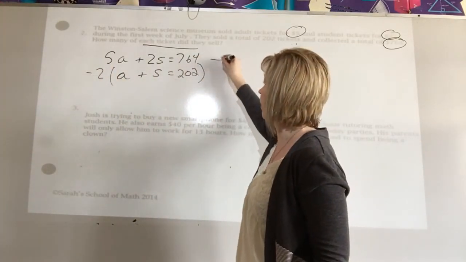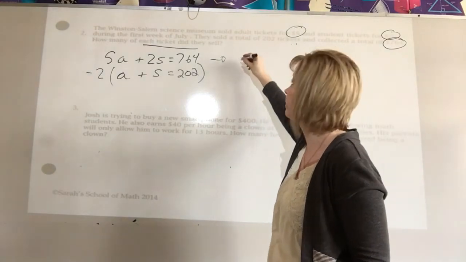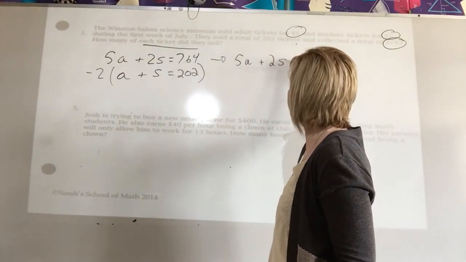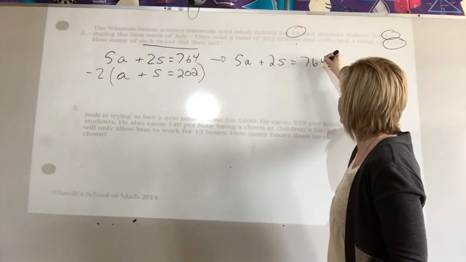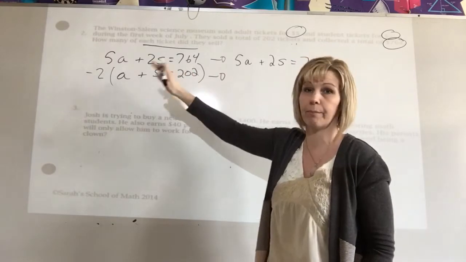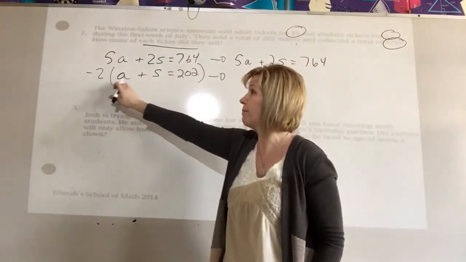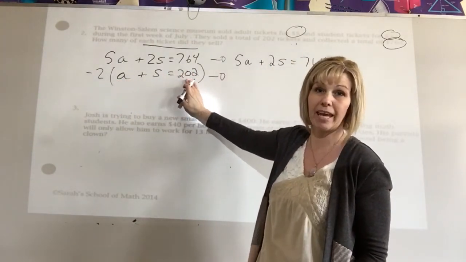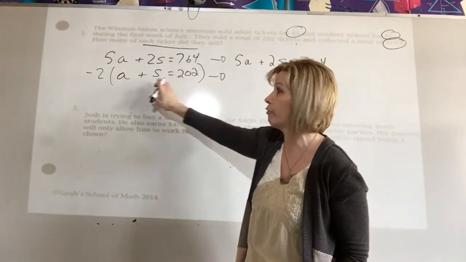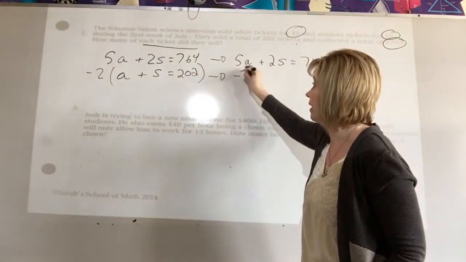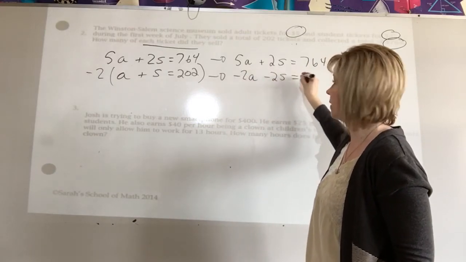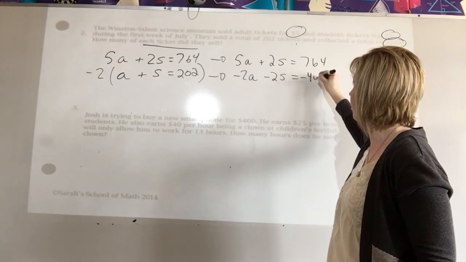So I'm going to rewrite the top equation. We have 5a plus 2s equals 764, and then multiply every single term by negative 2. Where I'm going to see mistakes is possibly forgetting to multiply the 202 by negative 2. Make sure you alter every single term of the equation. You get negative 2a minus 2s equals negative 404.